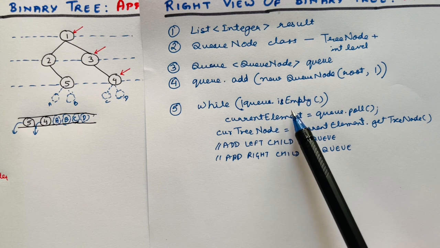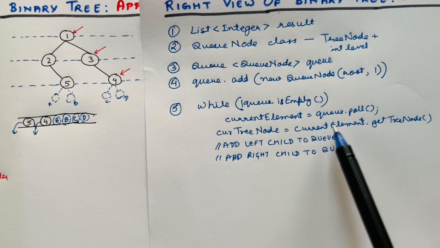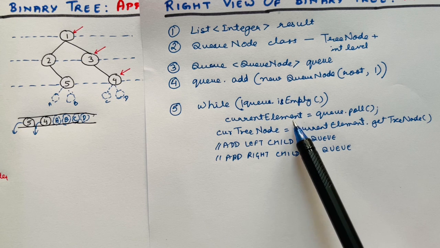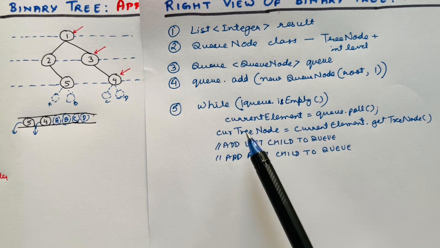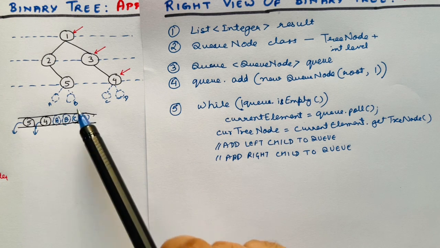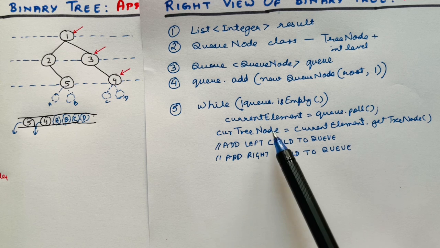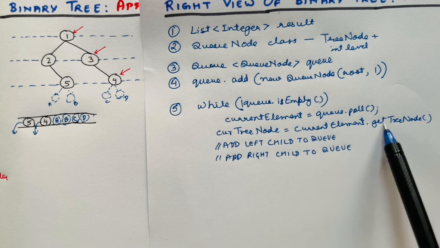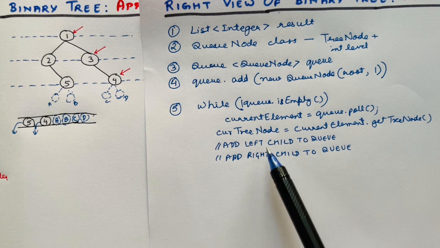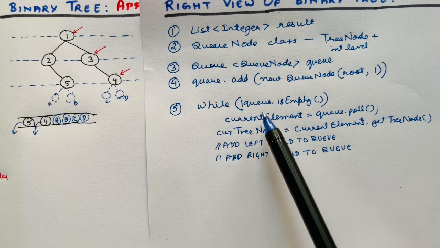In every iteration, we will get the frontmost element in the queue using queue.poll. So we get the frontmost element. What is its data type? Its data type is queue node. Now what do we need to do? We need to add its children into the queue as well. But to get to its children, we need to first get its tree node. So we get the tree node here. Then we can simply add its left child and its right child, whichever are not empty, into the queue.